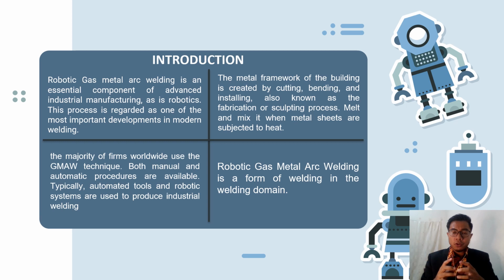The first point for the introduction is that robotic GMAW is an essential component of advanced industry manufacturing. As a robot, the process is regarded as one of the most important developments in modern welding. Next, the majority of firms worldwide use the GMAW technique. Both manual and automatic procedures are available. Typically, automatic tools or robotic systems are used to produce industrial welding. Next, robotic GMAW, or robotic gas metal arc welding, is a form of welding dominant in industry.